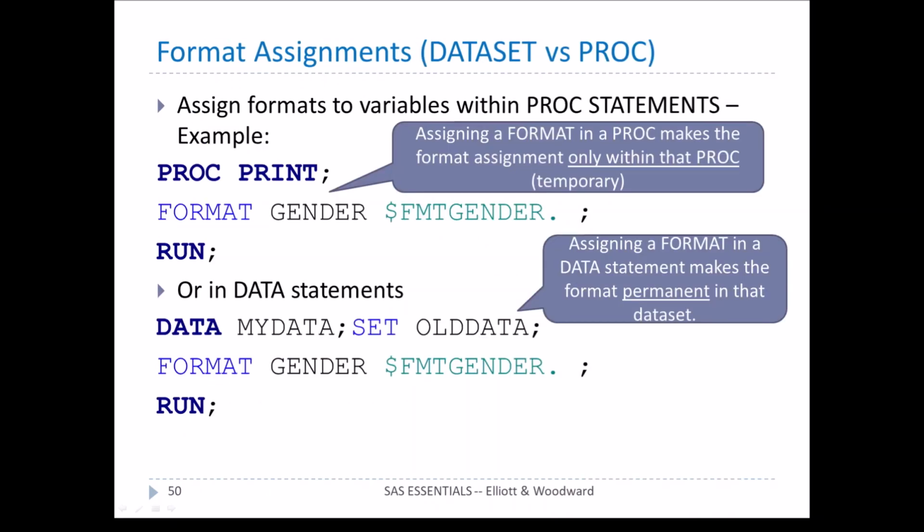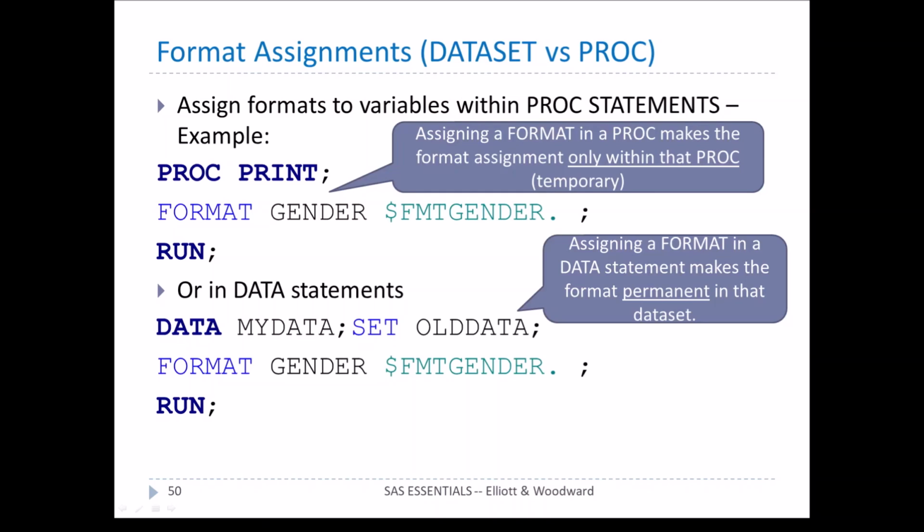All right, so let's look at what the difference is between assigning a format within a PROC that we've seen and in a dataset. So the first example is the one we've seen up to this point, PROC print, where we assign format gender equal FMT gender. Now, the thing you need to know is this format assignment is only valid within that procedure. So if we do another procedure later on, it will not remember that assignment. So it won't remember the gender is FMT gender dot.